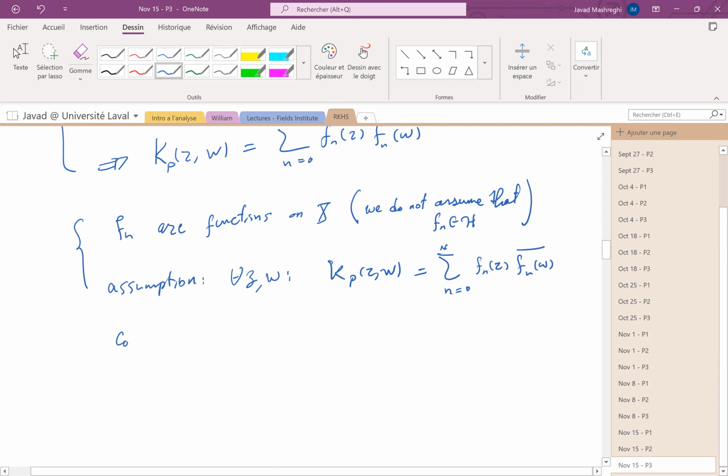And the conclusion is that, that's the important part of the conclusion. It's in this space. And even we can say something about its norm. And Fn is a Parseval frame.